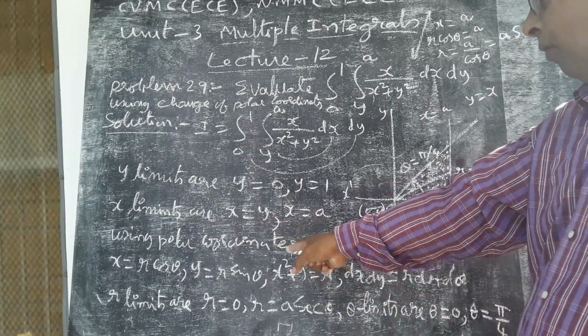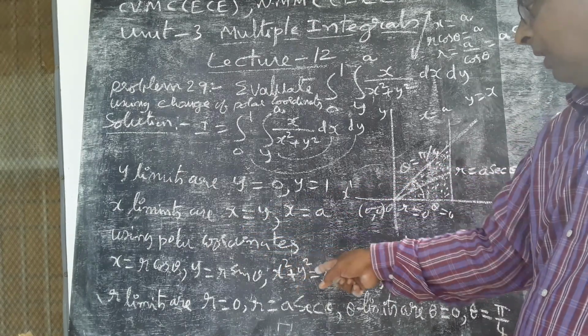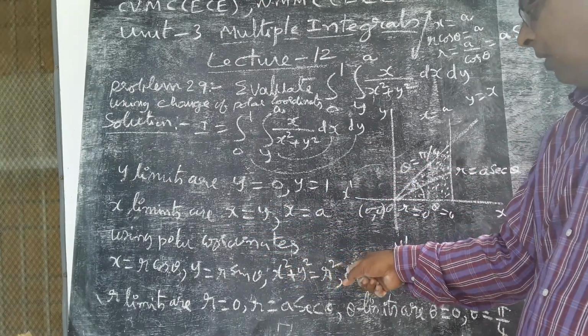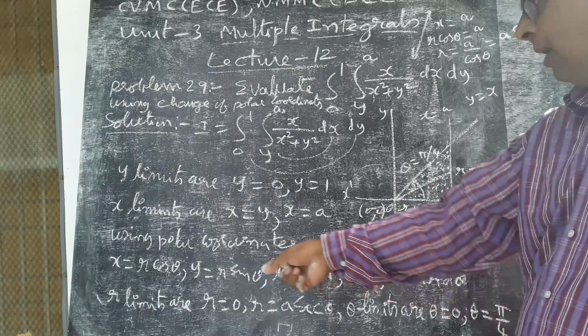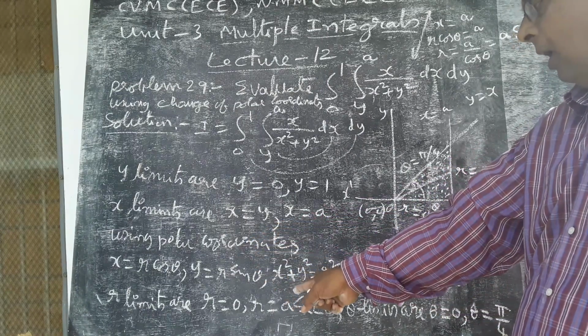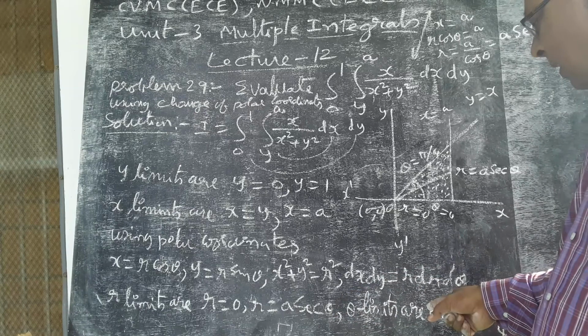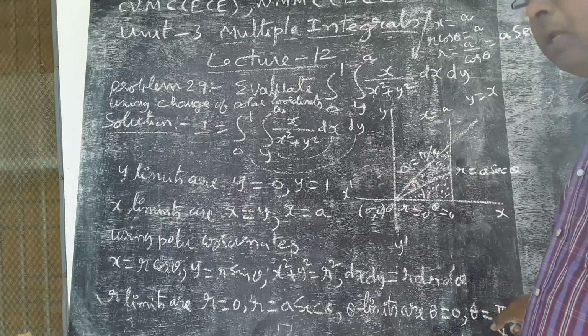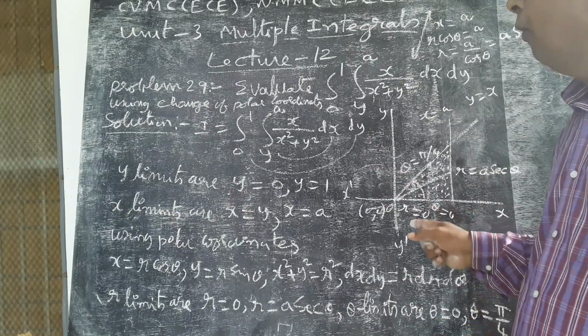So using polar coordinates, x is equal to r cos theta, y is equal to r sin theta, x square plus y square is equal to r square, dx dy is r dr d theta. R limits are r is equal to 0, r is equal to a secant theta. Theta limits are theta is equal to 0, theta is equal to pi by 4. Note down.